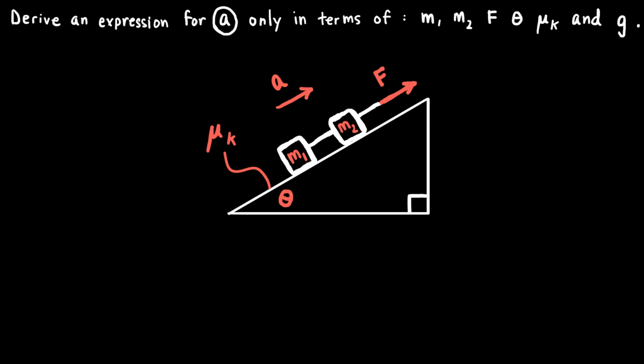And under the influence of the forces acting on these boxes, they accelerate up the ramp. Between the blocks and the ramp, there is a coefficient of kinetic friction mu k, and the ramp is inclined at an angle theta. And my hope is that I can create a couple of free body diagrams for these two objects in order to derive an expression for the acceleration only in terms of the two masses, the applied force, the angle of the incline, the coefficient of kinetic friction between the blocks and the ramp, and the acceleration due to gravity g.